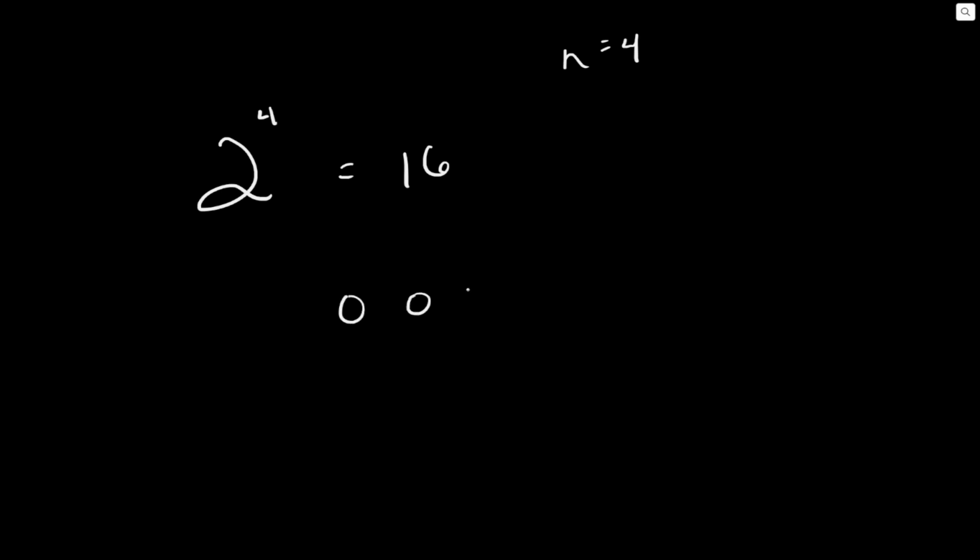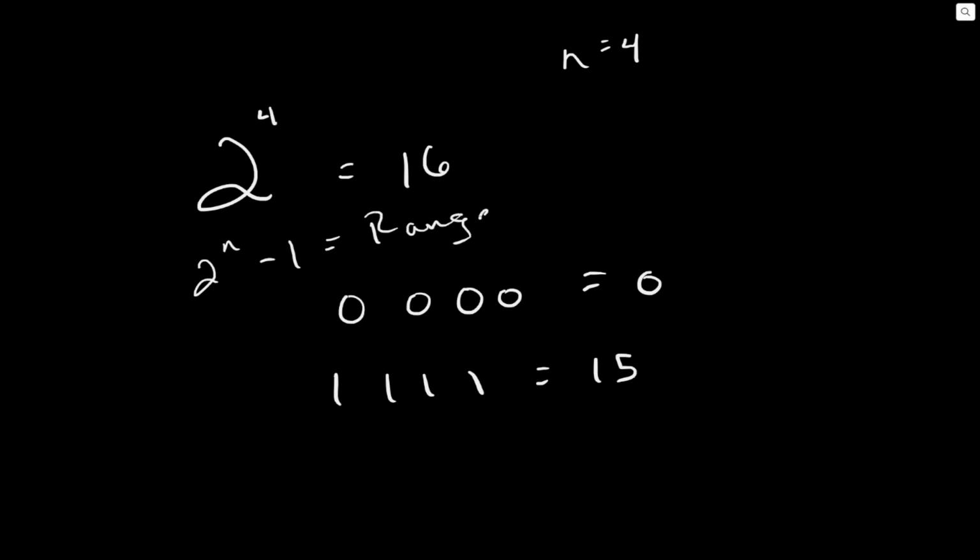Of course, 0, 0, 0, 0 equals 0. 1, 1, 1, 1 equals, any guesses? 15. Because it's always going to be 2 to the n minus 1 equals your range. So your range is still 2 to the n minus 1, so 2 to the 4th minus 1 equals 16 minus 1 equals 15. Range is 0 to 15 in decimal. And there you go. Really, not that much to it.